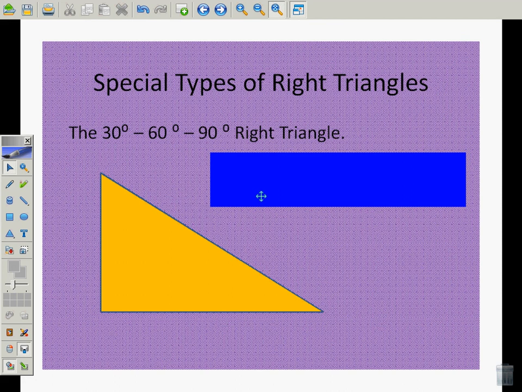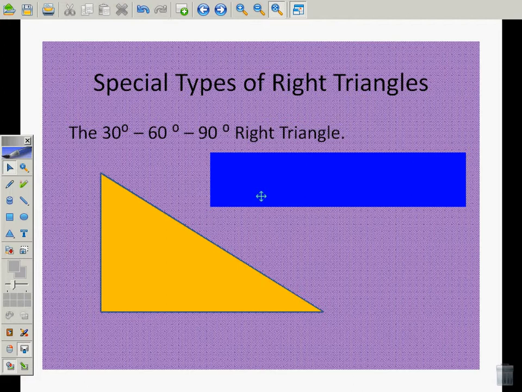All right, let's talk about special right triangles. What we're going to be doing right now is talking about the properties of special right triangles and then going through a couple little applications of special right triangles. Okay, so the first type that we're going to talk about is the 30, 60, 90 degree right triangle.